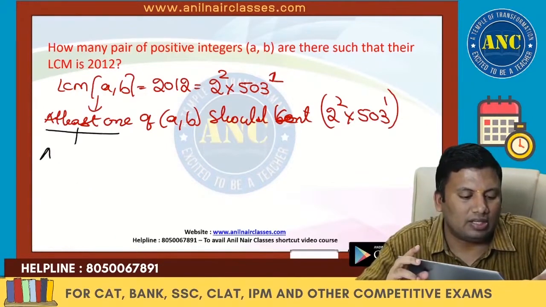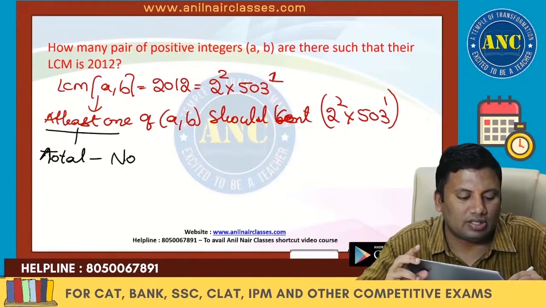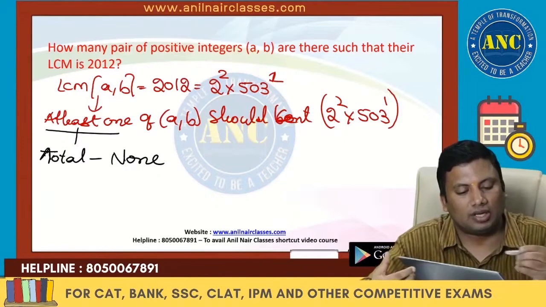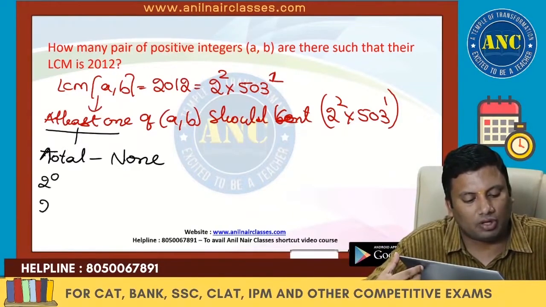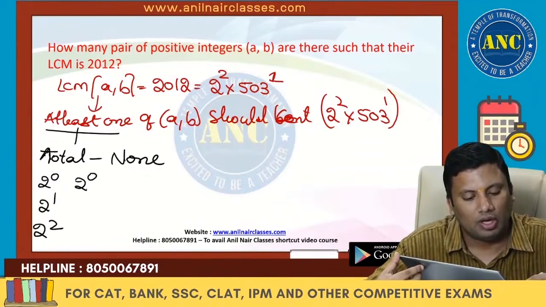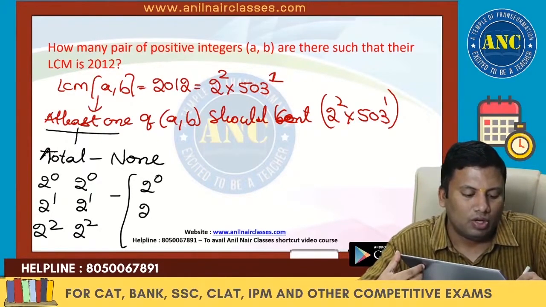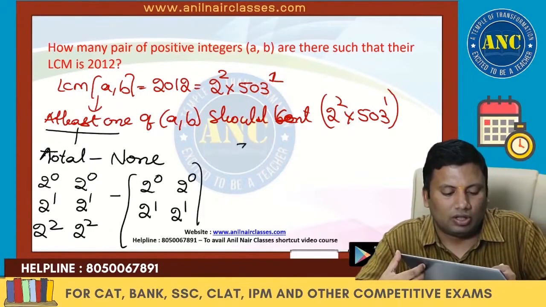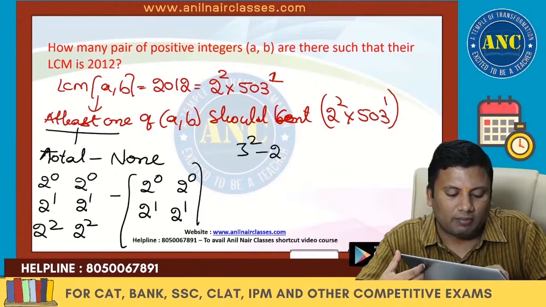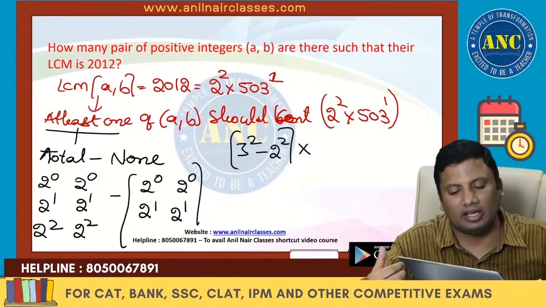At least one is nothing but total minus none. Total, how many powers of 2 can be distributed onto A? 2 power 0, 2 power 1, 2 power 2. B also 2 power 0, 2 power 1, 2 power 2. None means don't take 2 power 2: 2 power 0, 2 power 1. So this is nothing but 3 square minus 2 square. Total minus not taking the highest power.